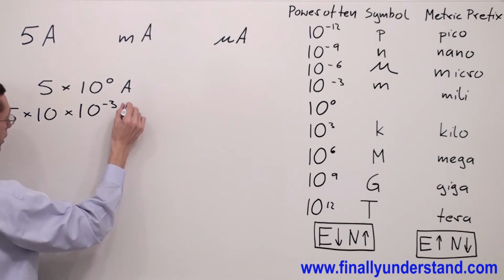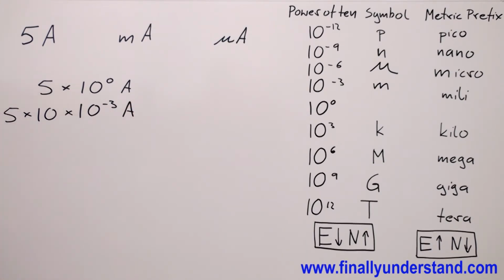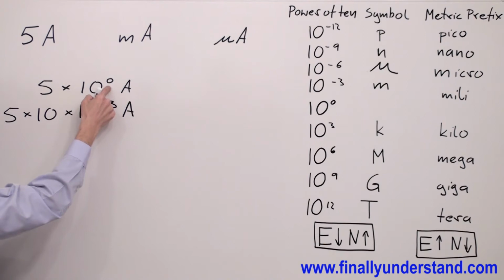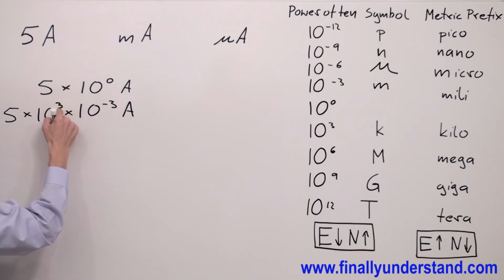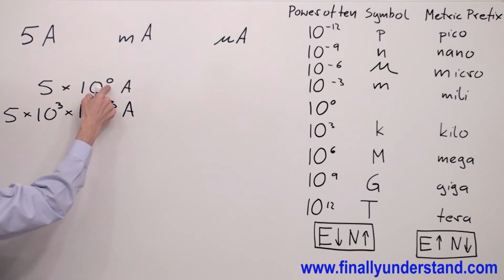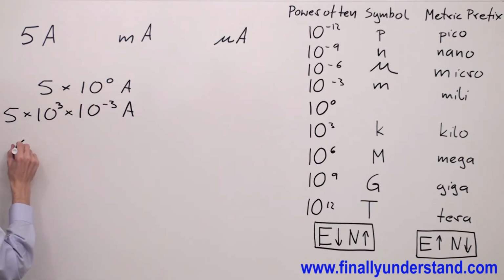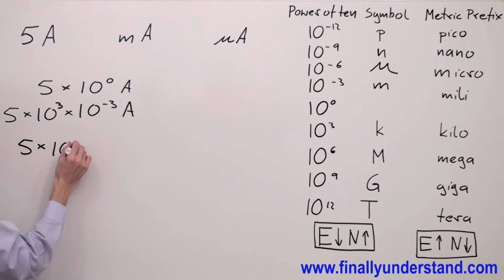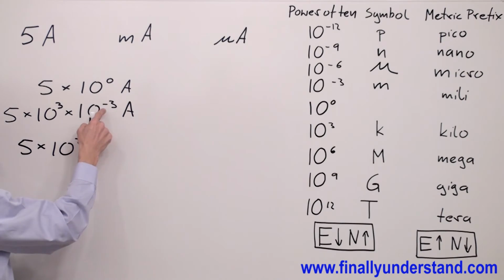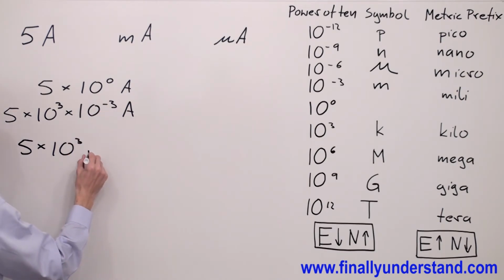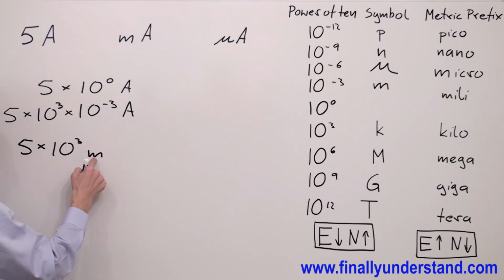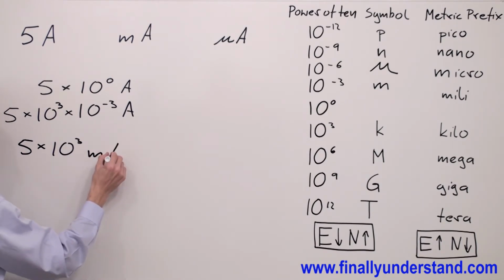Okay, of course, amps. Next, I ask myself the question, what exponent am I supposed to write over here? You have to keep in mind that this exponent plus this exponent is supposed to give me this exponent. So this exponent plus negative 3 has to give me 0. 3 plus negative 3 is going to give me 0. So my answer is going to be 5 times 10 to the third power. 10 to negative 3 is represented by milli. This is the symbol of the prefix, milliamps.